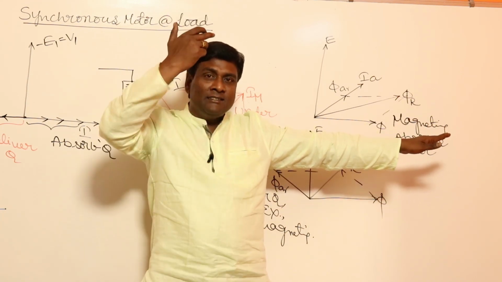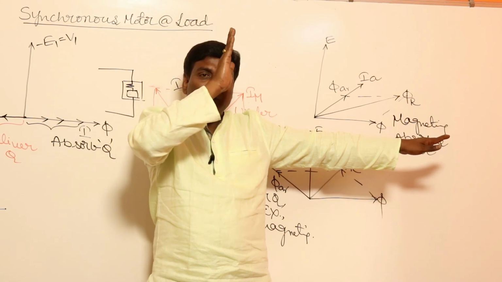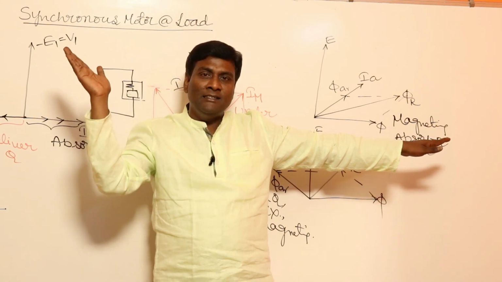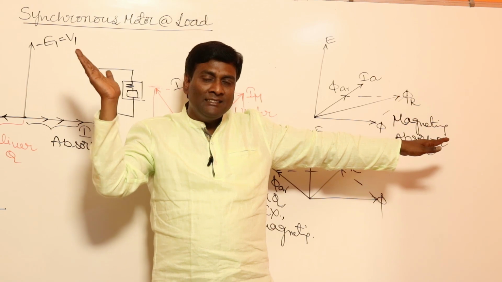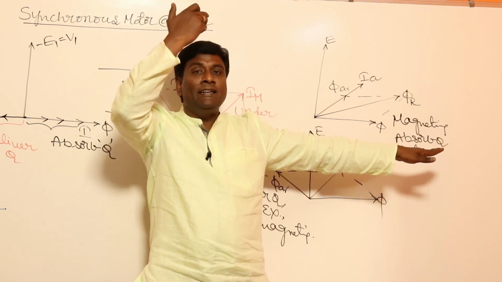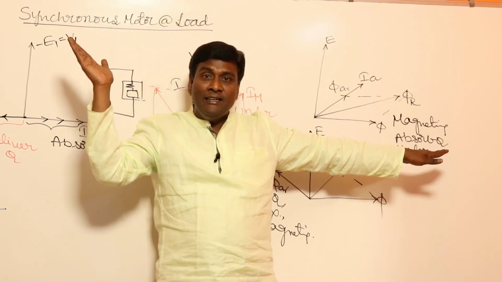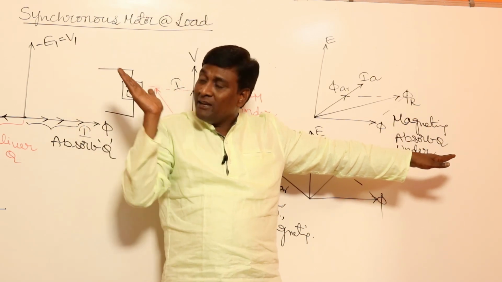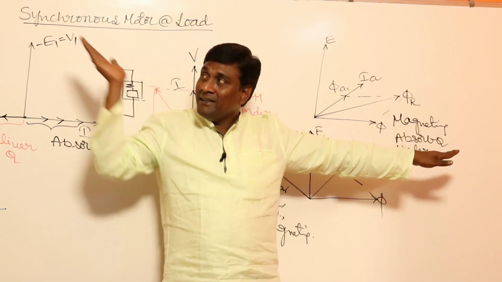Okay, so E is here. With respect to E, for example, IA is lagging here. If IA is leading, then with respect to E, IA is leading, and pi A will be here. Pi F is here, pi A is here.